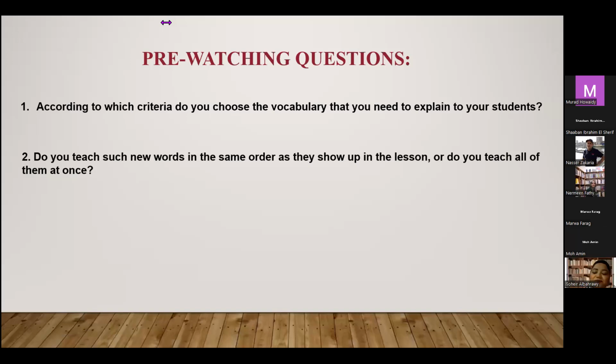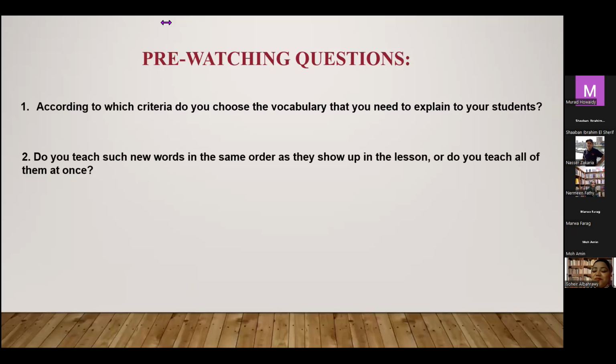Yes, I think that teaching the words in the same order of the text is more effective because they can come in their context, so they can be more understandable, inside the idea. Thank you, Mr. Shaban. Thank you for sharing.